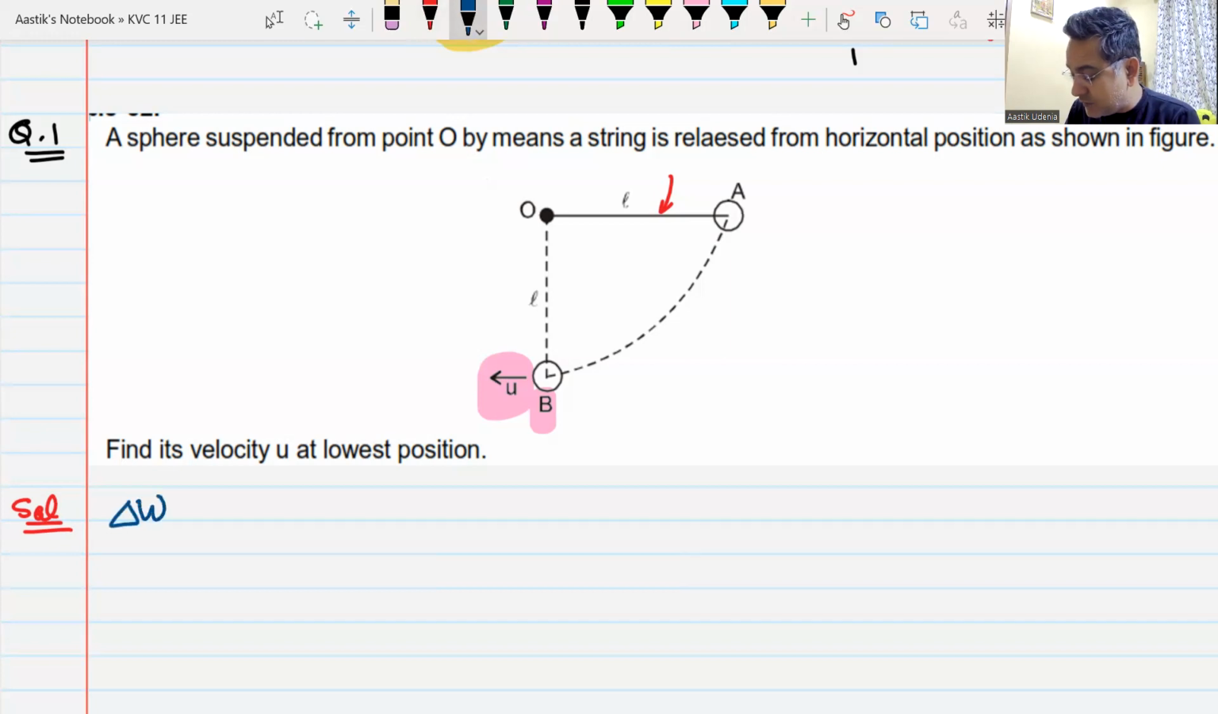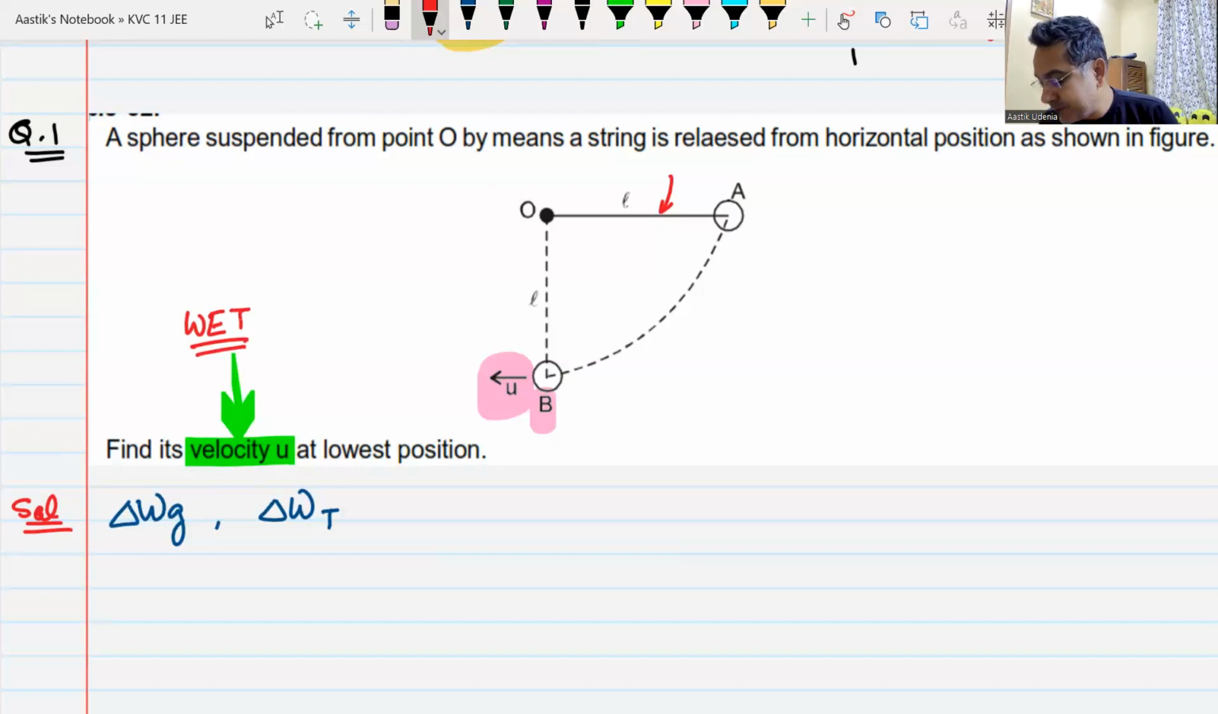So we have to find out the work done by gravity, and we have to find out the work done by tension. Remember, whenever there is a question where they ask the velocity, 99.9% that question has to be done with this work energy theorem. So this is the hint that you get from any question. If in any question they have asked you what is the velocity, 99.9%, maybe even 100%, that question has to be done with the work energy theorem. So you apply work energy theorem and you get your answers.